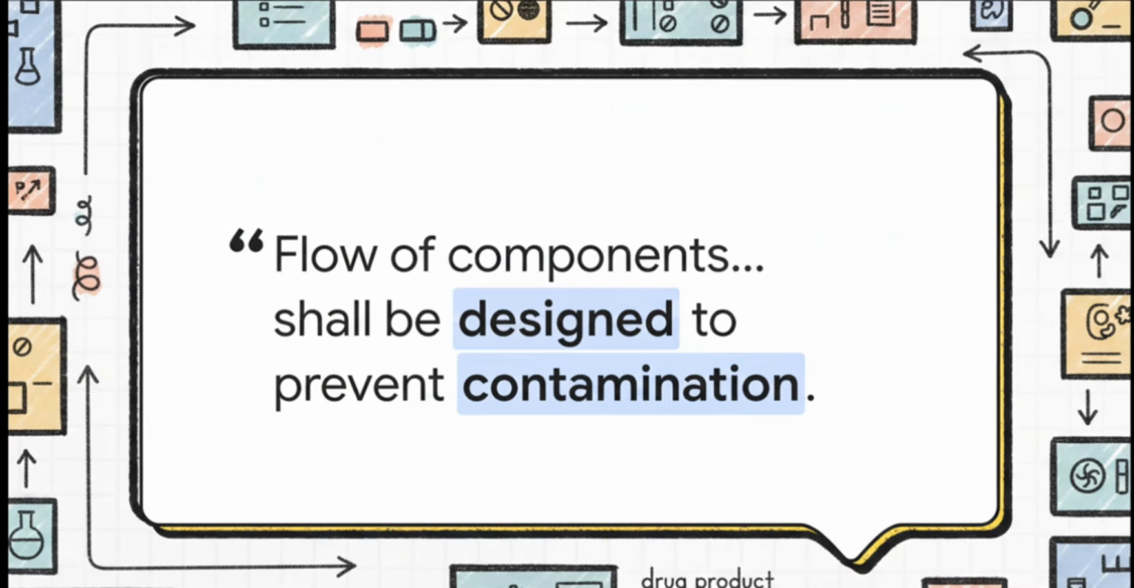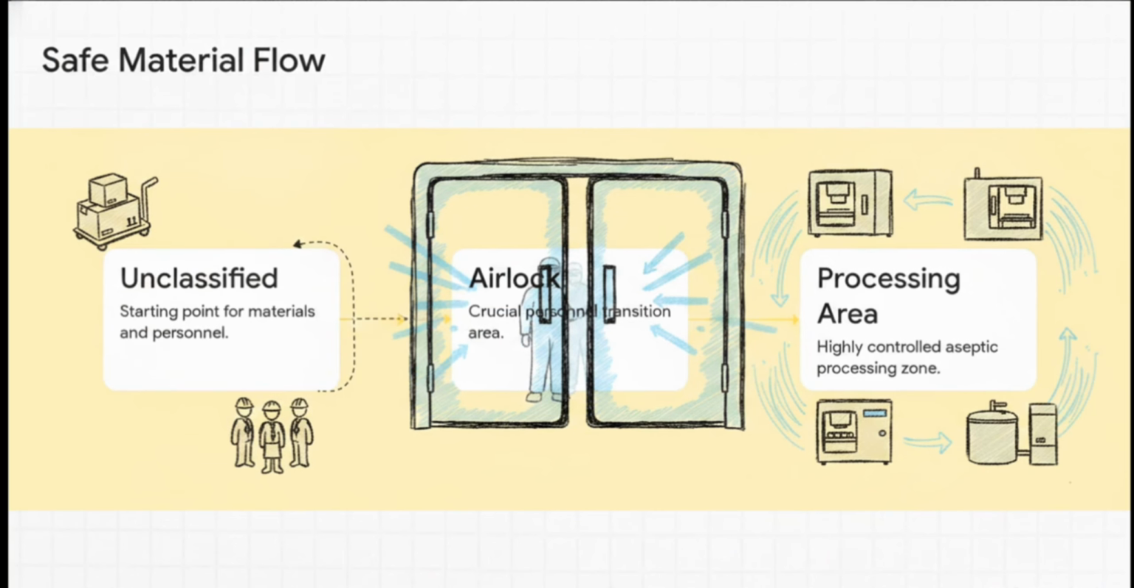So what does this mean? No open floor plans, folks. The movement of absolutely everything must be deliberately orchestrated by the architecture itself. So how do they actually pull this off? By forcing a really strict, stepped journey. Materials and personnel start out in an unclassified area. To get into the critical manufacturing zones, they have to pass through an airlock or personnel transition area before finally making it into the highly controlled aseptic processing area.